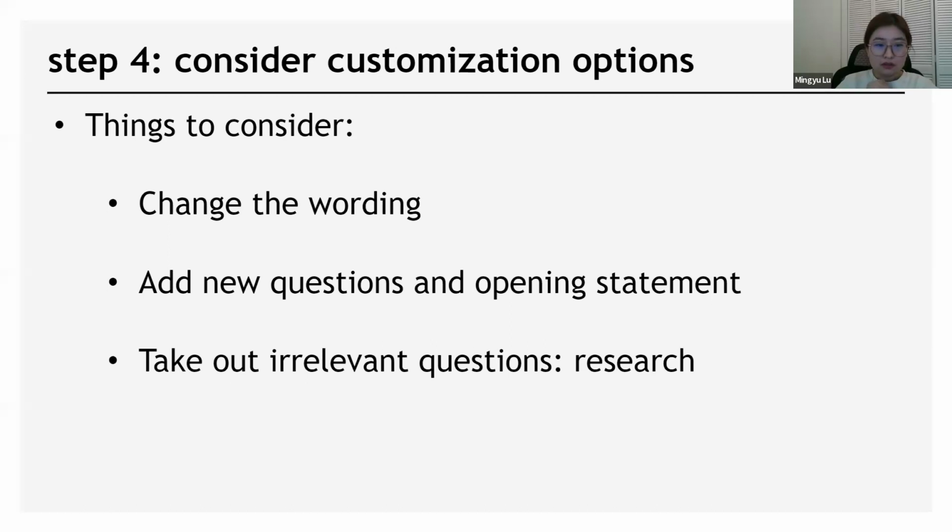And then another example could be taking out irrelevant questions. For the water survey, we had a total of, I think, 44 questions in the original questionnaire, but it was really, really long. And some of the questions were not quite relevant. So we took a few of them out to make sure the surveying process wasn't that painful for participants, because 44 questions is a lot.